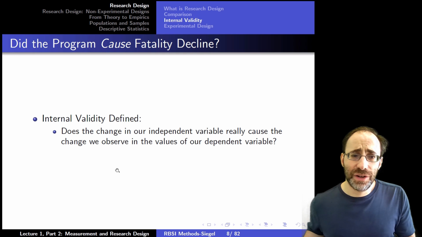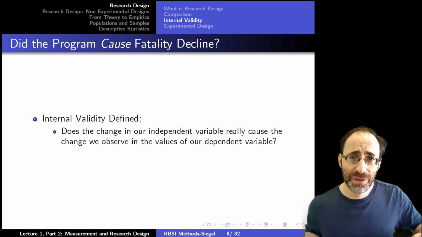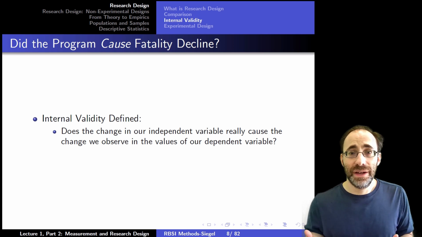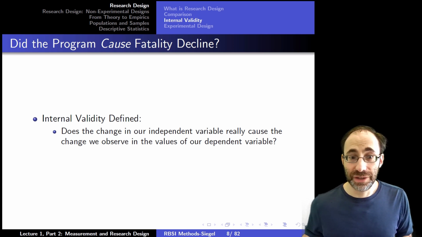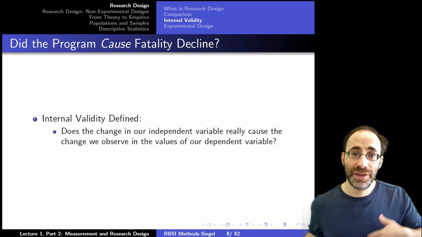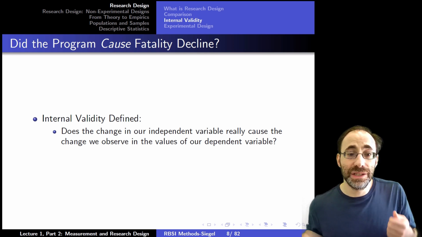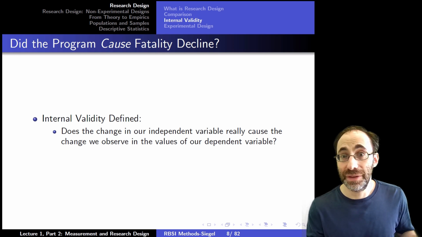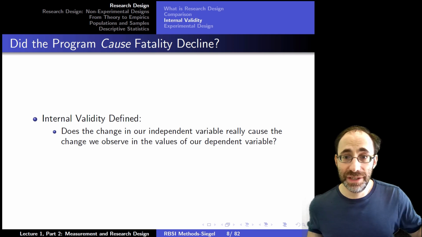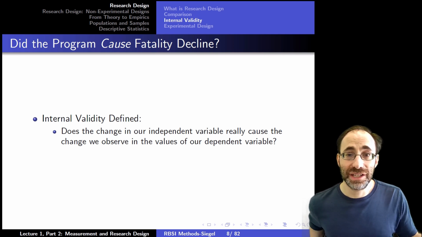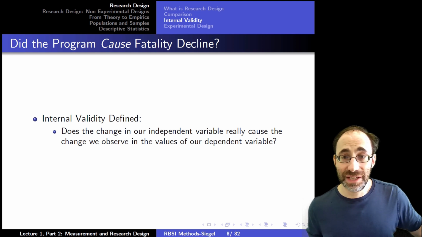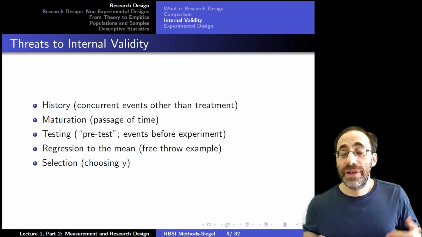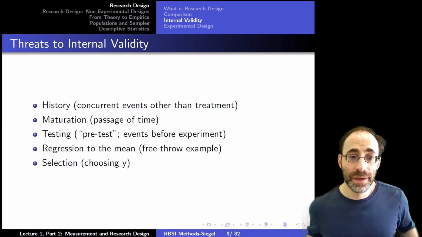So let's start by defining internal validity again. We defined internal validity before in the theoretical sense, in terms of having our steps follow from each other logically. The internal validity definition here on the empirical side is very similar. It's, does the change in the independent variable really cause the change we observe in the values of the dependent variable? Right? Does the x lead to the y? Theoretically, it was, does x lead to y logically? Empirically, it is, does x cause y in practice? There are lots of threats to internal validity.